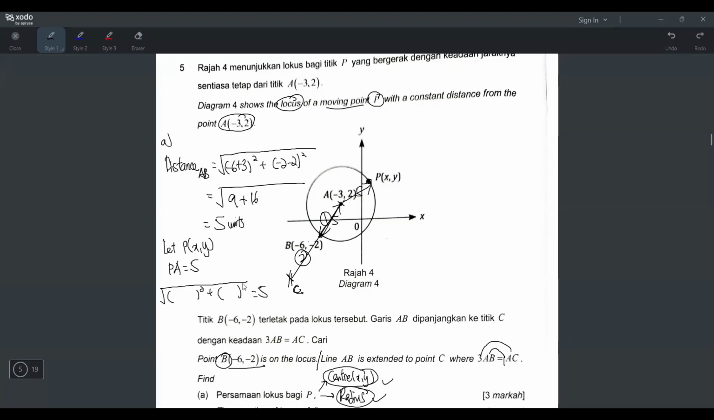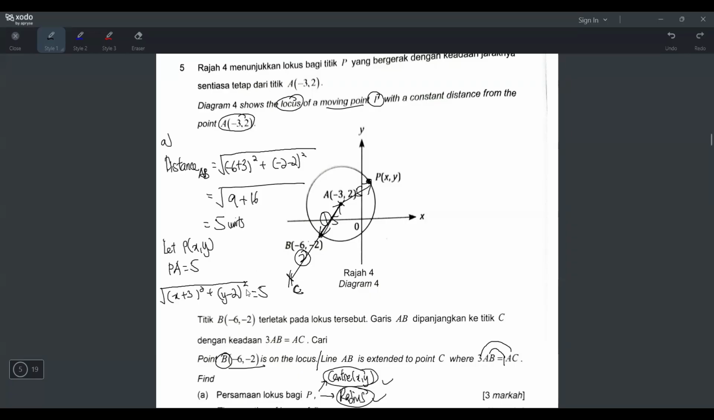Okay, so bracket squared plus bracket squared. Now you understand why I have to find the 5 first. Otherwise, how can I do this? So now it becomes PA, so it will be x minus x, y minus y. So x minus negative 3, which is x plus 3, and then y minus 2.